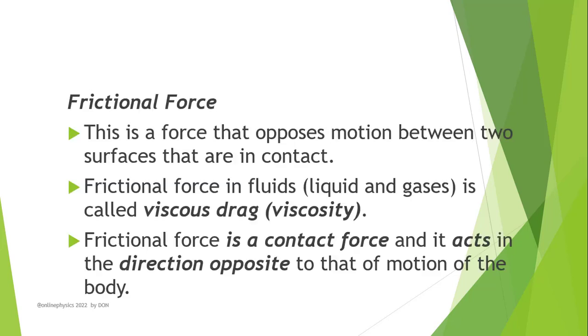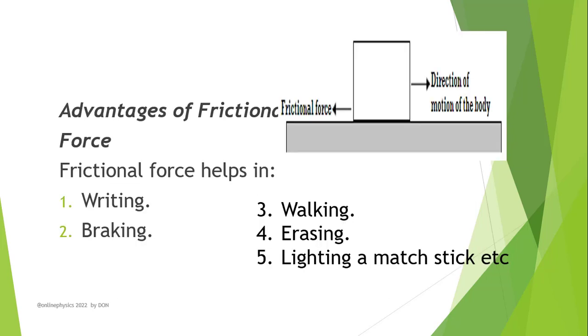From that particular point, we move to the next type of force, which is frictional force. Frictional force is a force that opposes motion between two surfaces that are in contact. Frictional force in fluids or liquids is called viscous drag, and it's a contact force, and it acts in the direction opposite to that of motion of the body. So you can check some of the advantages of frictional force.